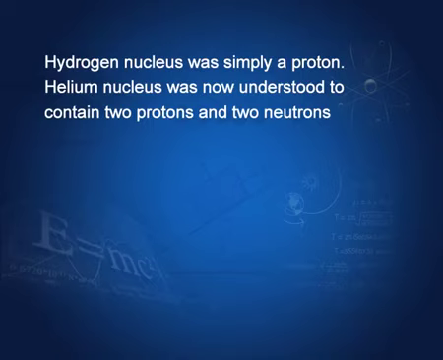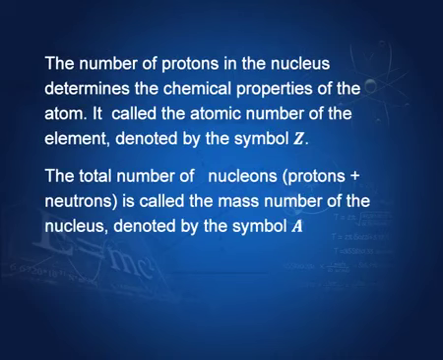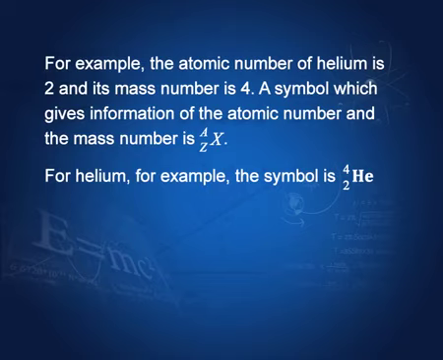The hydrogen nucleus was simply a proton. The helium nucleus was now understood to contain 2 protons and 2 neutrons. The number of protons in the nucleus determines the chemical properties of the atoms. It is called the atomic number, that is the number of charges, denoted by Z. The total number of nucleons, protons plus neutrons, is called the mass number of the nucleus, denoted by the symbol A. So, we shall have the symbol X with A and Z. A is the mass number, Z is the atomic number. For example, helium is represented as He with 4 as the mass number and 2 as the atomic number.